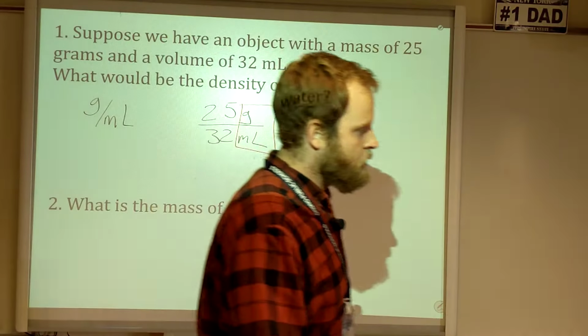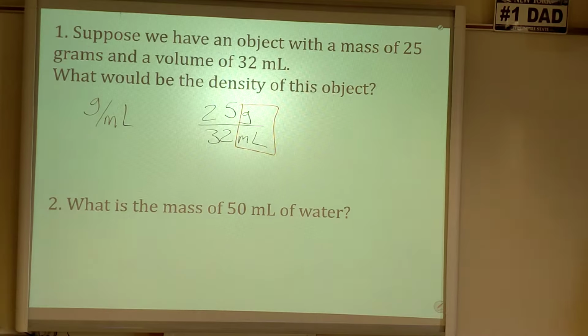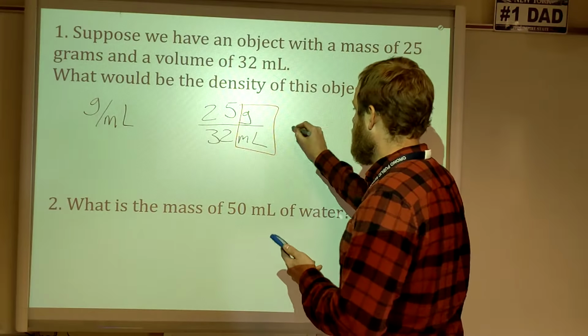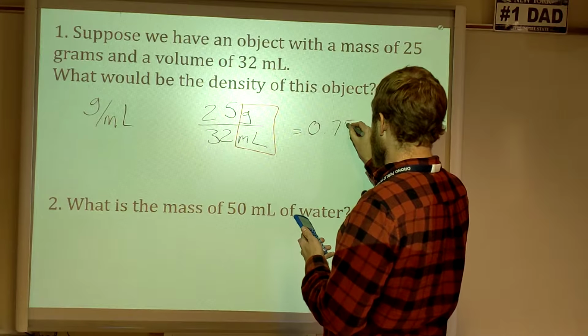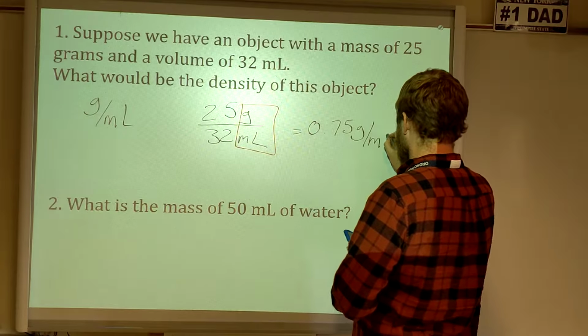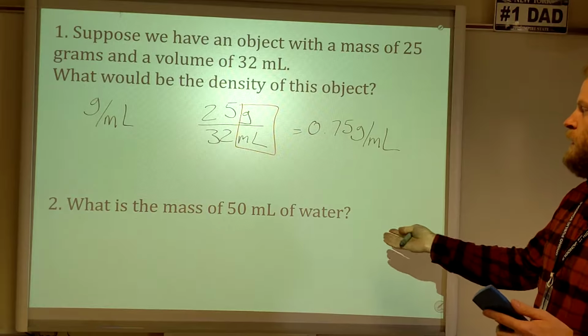This is why I stressed this when we talked about dimensional analysis, because it's helpful and it makes a whole lot of sense if you understand it correctly. So when I do 25 divided by 32, I get 0.78 grams per milliliter.